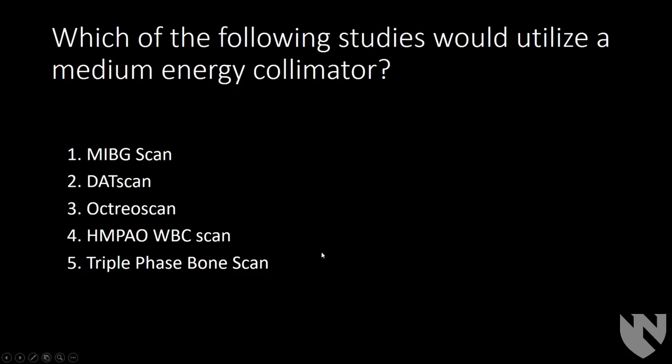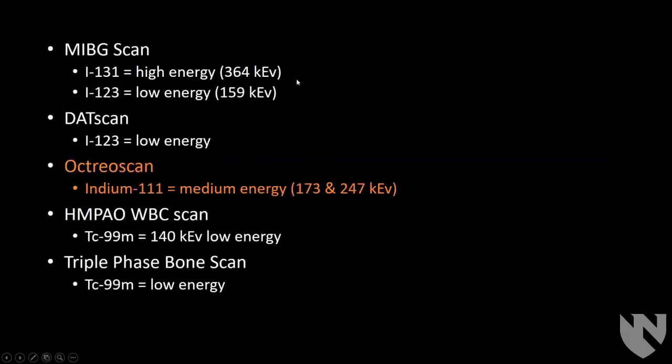All right, so we'll answer the question now, so hopefully you've paused it and thought about it. There are different energy collimators, and more or less the low energy will be your technetium. Your medium energy will be things like indium, and then your high energy would be like I-131. Also, I-123 is low energy. So basically, the Octreoscan, even though we didn't say that in the question, it's good to know that it uses indium-111, so that has medium energy photons.